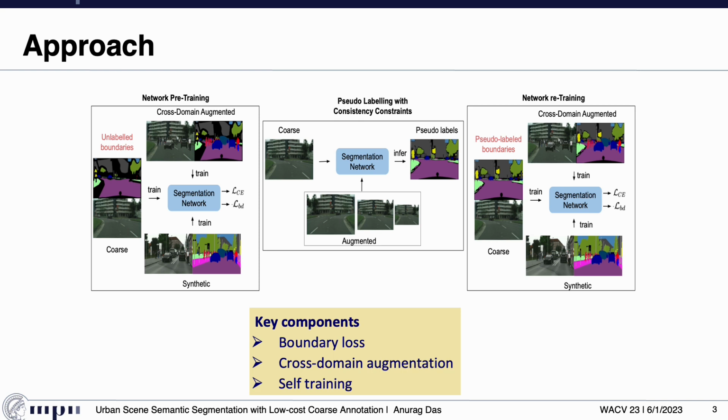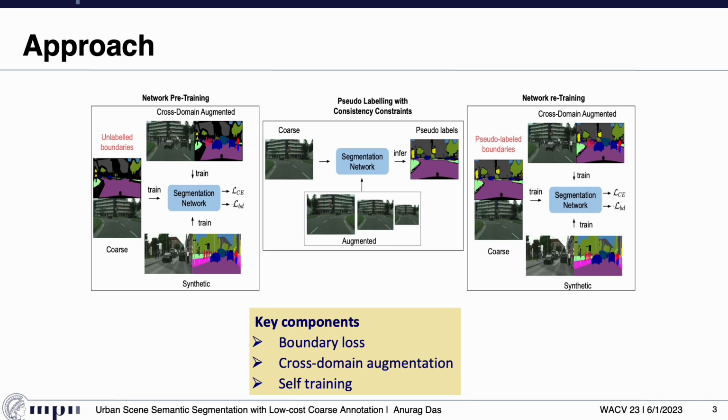We have three different phases, namely network pre-training phase, pseudo-labeling with consistency constraint, and network retraining phase. In the network pre-training phase, we have synthetic data and coarse data. We also have cross-domain augmented data, which is simply an augmentation of synthetic data onto coarse data. We have cross-entropy loss on the labeled pixels of the input images, whereas we have an additional boundary loss on the synthetic data. We train a segmentation network using these two different losses.